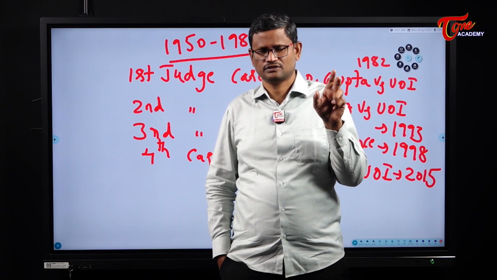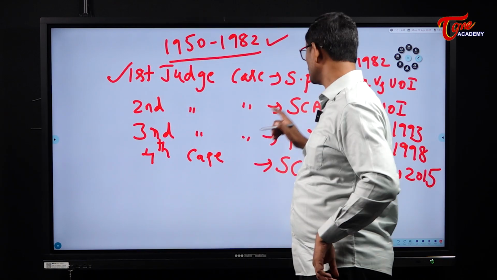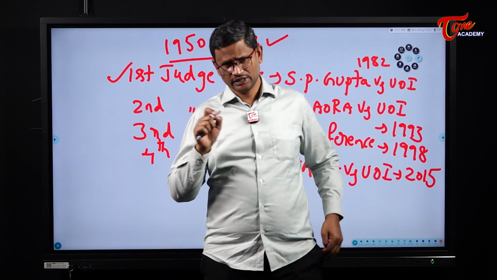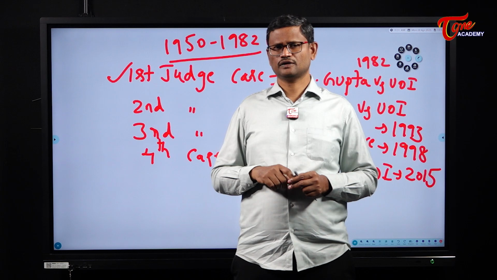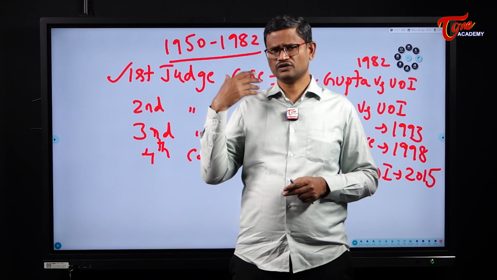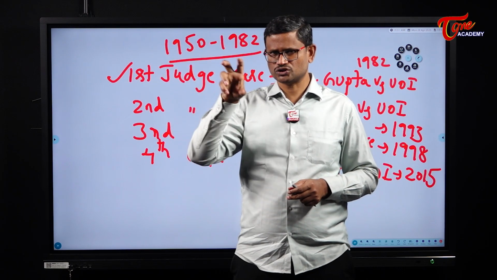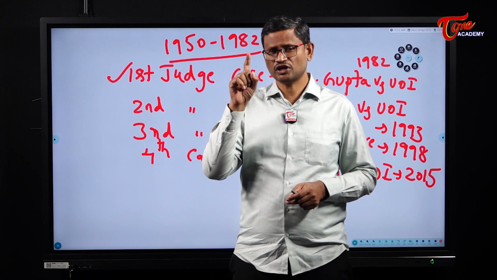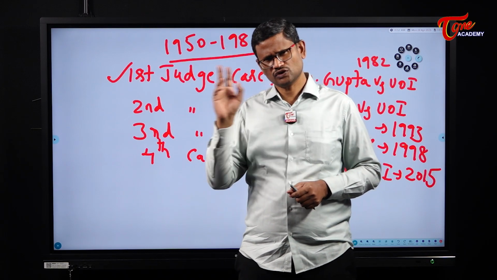But this balance was disturbed in the first judge case. The first judge case is also called SP Gupta versus Union of India, or the judges transfer case. This case was decided by a 7-judge bench. In this case, the Supreme Court said, while appointing a judge of the Supreme Court, while appointing a judge of the High Court, while transferring a judge from one High Court to another High Court, after consultation between the executive and judicial branches, if there is a difference of opinion, the opinion of the executive branch will prevail over the opinion of the judicial branch. Then why did the Supreme Court say so?